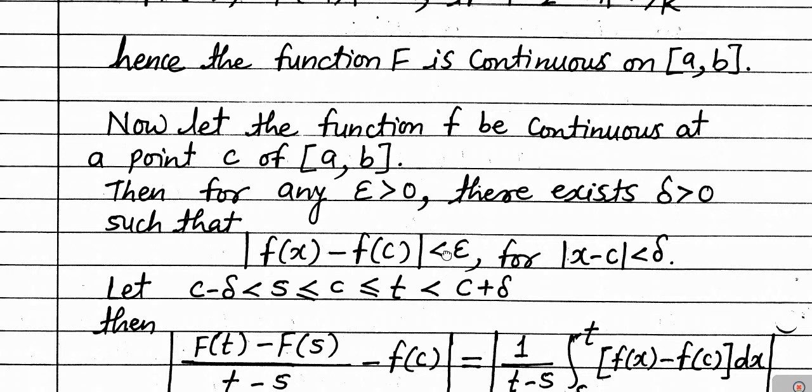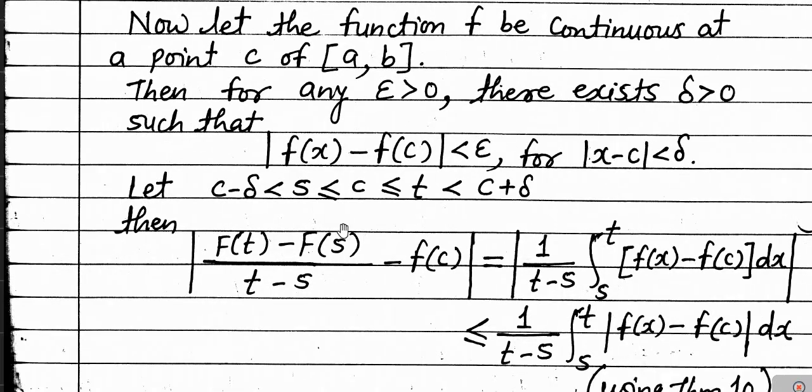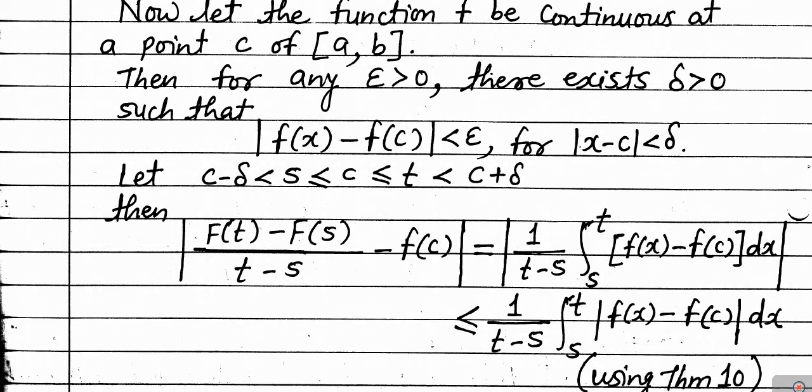Next, we will choose two points S and T such that S lies between c minus delta and c, and T lies between c and c plus delta. So, let c minus delta be less than S, less than or equal to c, less than or equal to T, less than c plus delta.